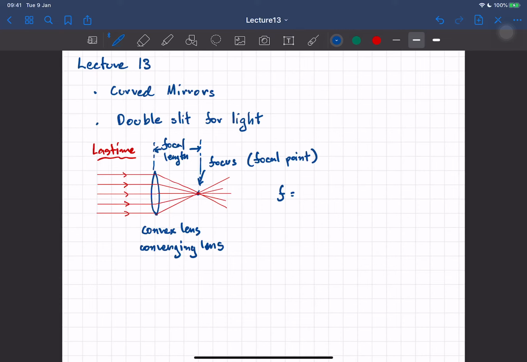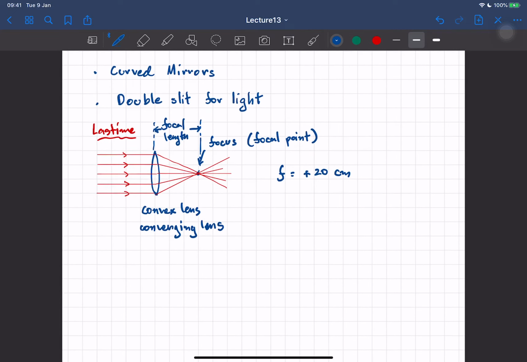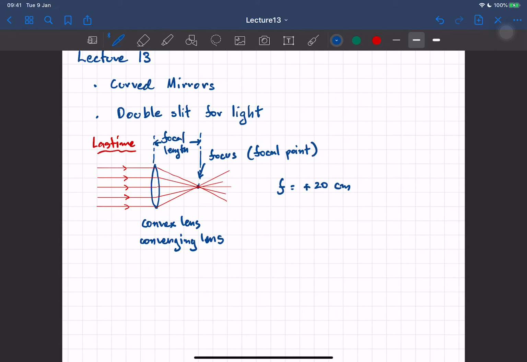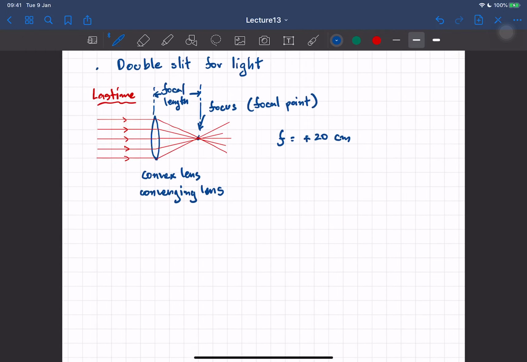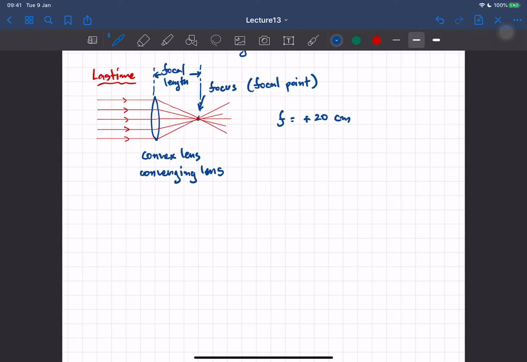And for converging lens, we're gonna use F equal to a positive number. So for example, it's gonna be plus 20 centimeters. So if you see plus in the focal length, then you know that the lens we are talking about is a converging lens or convex lens. Okay, and we talked about the ray tracing diagram last time. We're not going to repeat that now because we're going to talk about it again anyway when we talk about curved mirrors. So if you don't remember, go back and look at lecture 12.